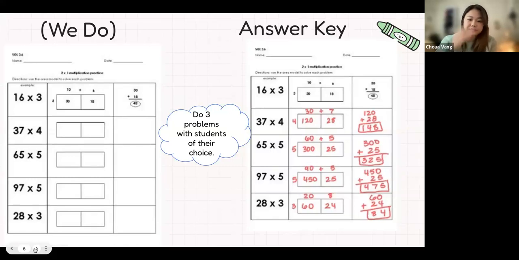And then this is the we do. This is where the teacher will pass out this assignment to the students, and the teacher and students will be working on this together. The teacher will do around 3 problems with the students, just so students can get a hang of what an area model is. Again, this is just 2 digit times 1 digit, so it shouldn't be as hard because this is the first day of the lesson. And on the right side over here is the answer sheet, so the teacher will be able to check the work with the answer sheet. And then when completed, students will turn this in for participation points.